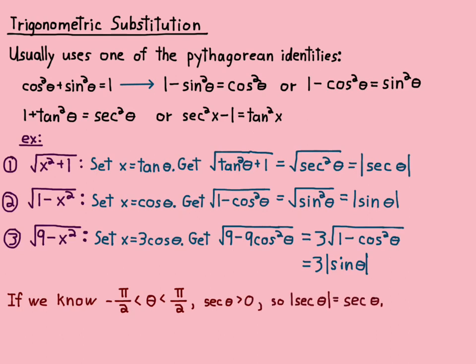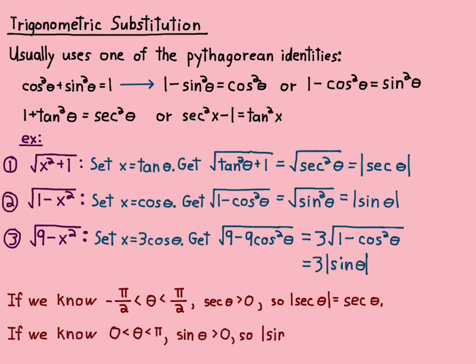If we know that theta is between negative pi over 2 and pi over 2, then secant theta is greater than 0, because it's 1 over cosine theta. So the absolute value of secant theta would equal secant theta. Just making that point. Sometimes you can just drop the absolute values and make it simpler.